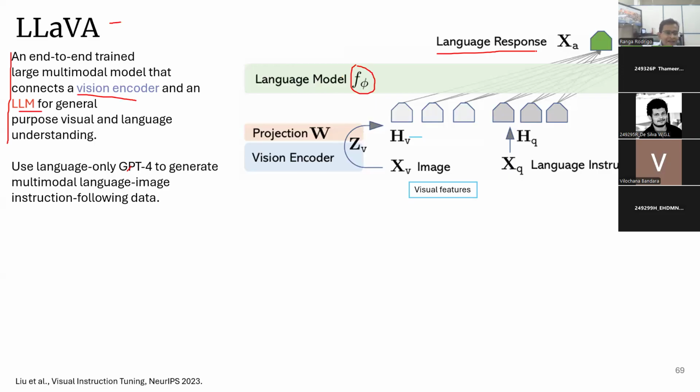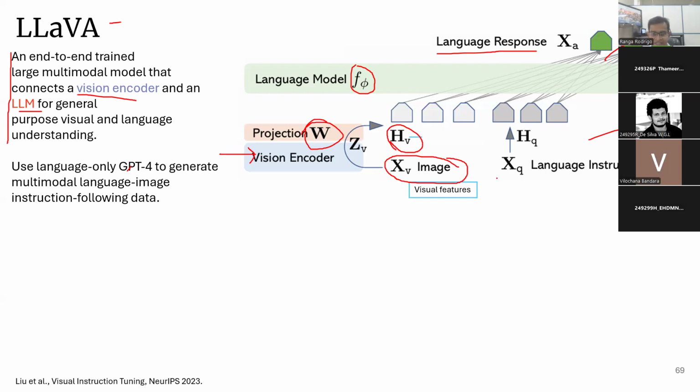They use language-only GPT-4 to generate multimodal image instruction-following data. That's something else. You have the vision encoder. What is a vision encoder? It takes an image and represents that with a vector. Then you project that by a matrix multiplication into the space of the language. It looks like a vector representing a language input, but actually it was generated using an image.